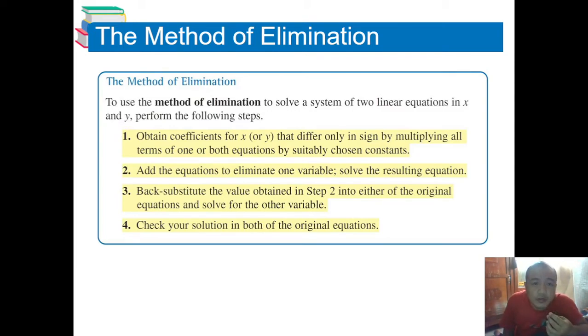To use the method of elimination to solve a system of two linear equations in x and y, perform the following steps. Number 1, obtain coefficients for x or y that differ only in sign by multiplying all terms of one or both equations by suitably chosen constants. Number 2, add the equations to eliminate one variable and solve the resulting equation. Number 3, back substitute the value obtained in step 2 into either of the original equations and solve for the other variable. Number 4, check your solution in both of the original equations.